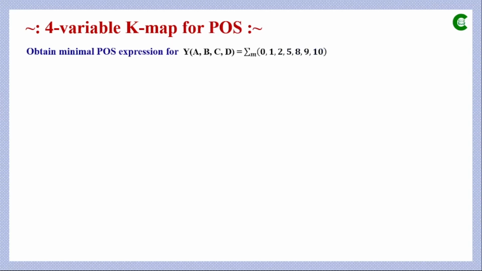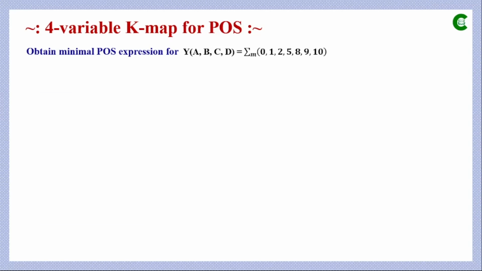Next, we will simplify a Boolean expression based on product of sum, POS. But what we can see here, the Boolean expression which is given, the logical function, is dependent on 4 variables, but is given in the form of minterms. So by the help of minterms, how we can simplify a POS based on K map, that we will see next.